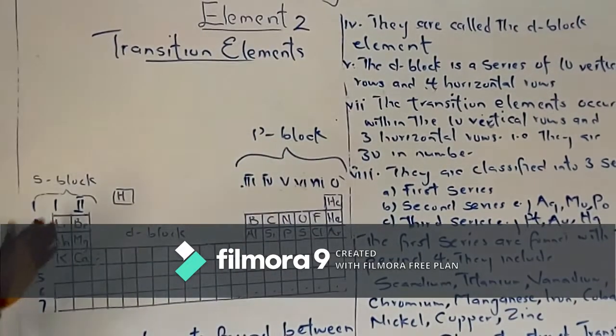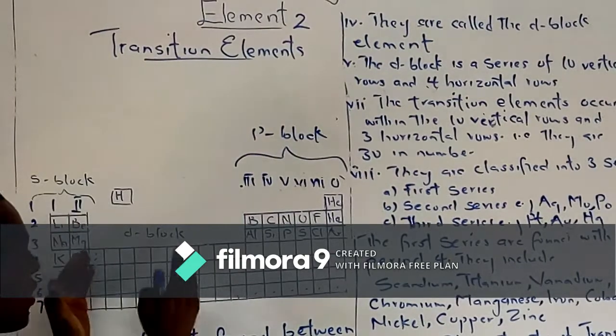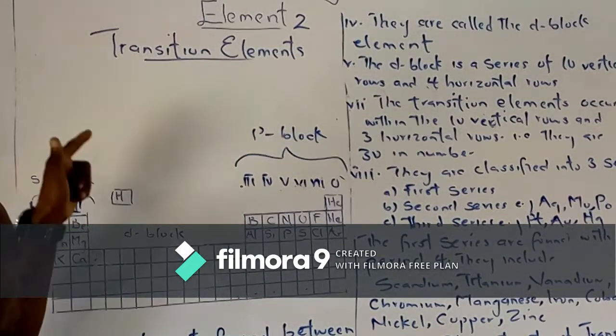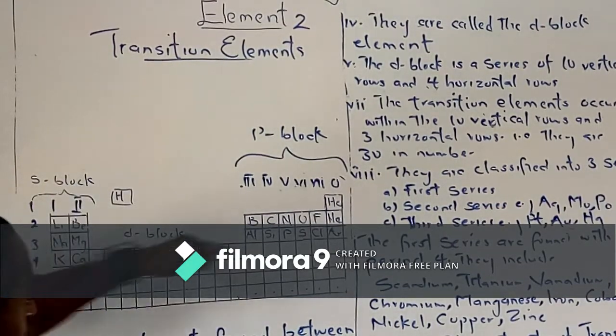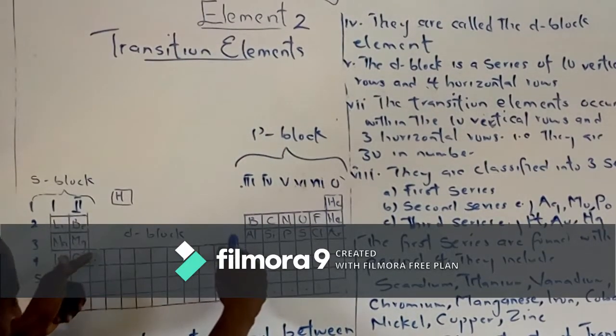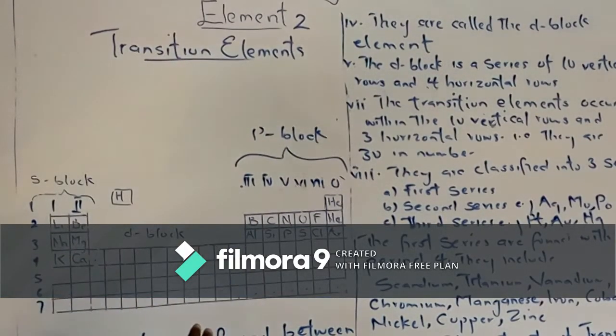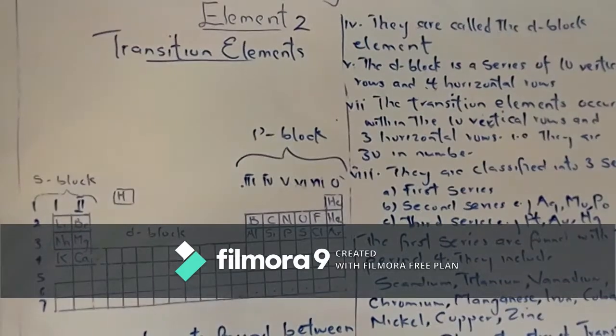So we don't just have group 1, group 2, group 3, group 4. After group 2, we have a series of 10 columns and 4 rows, from here down to here. They make up the D block. However, we'll be talking about transition elements.